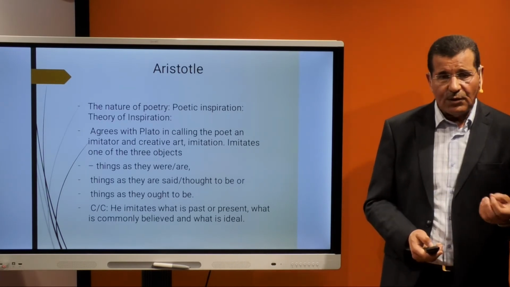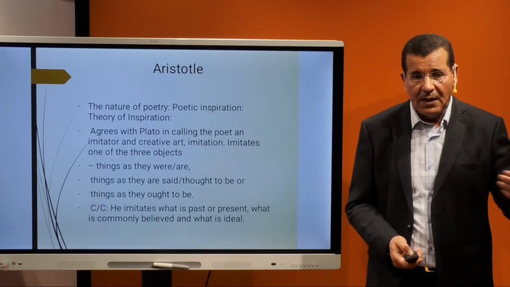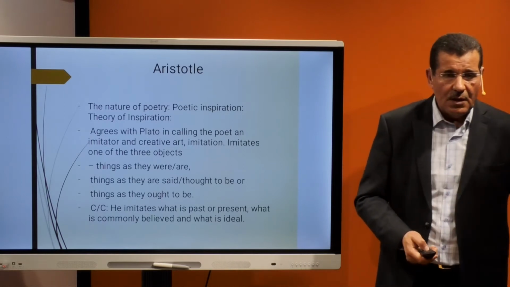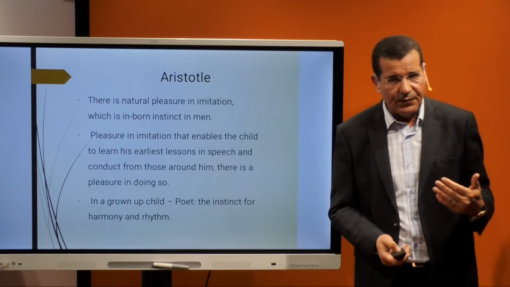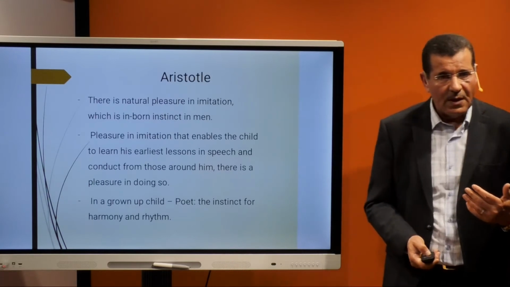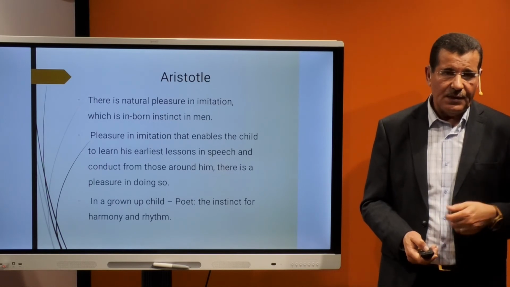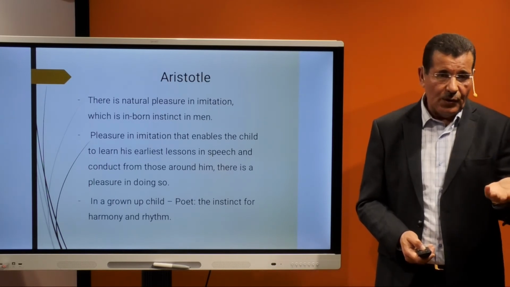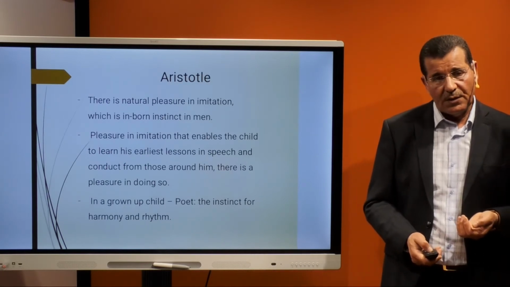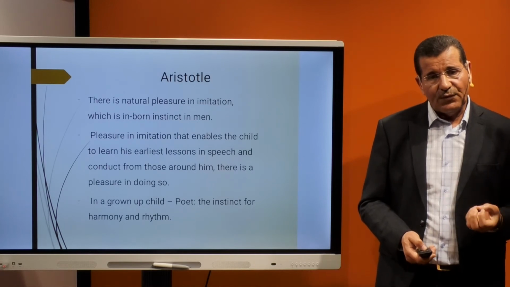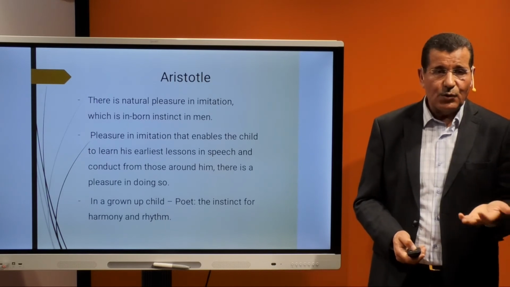In conclusion, we find that the poet imitates what is past or present, what is commonly believed, and what is ideal. This extends the range of periods from past to present to future, and there is limitlessness in the presentation of the poet. And there is a natural pleasure in imitation, according to Aristotle, which is instinctive. It enables the child to learn as well. So we can see that it is against Plato's objection to art. And for the poet, there is the instinct for harmony and rhythm; what we imitate is life, the sound, the things that we live with.